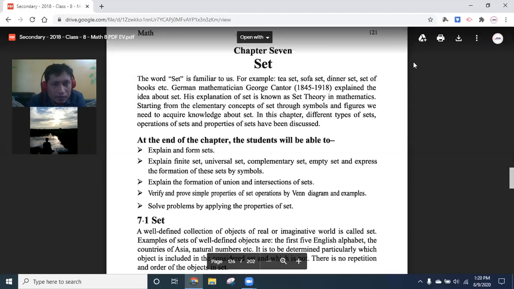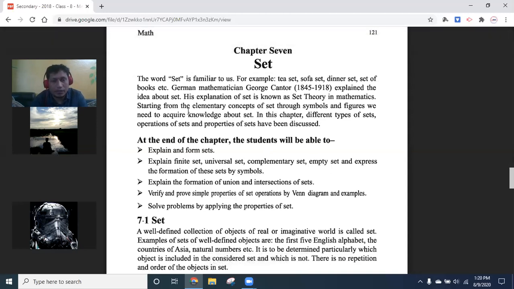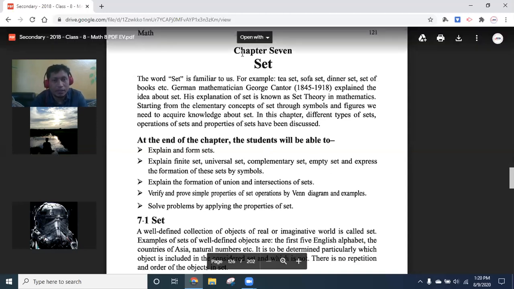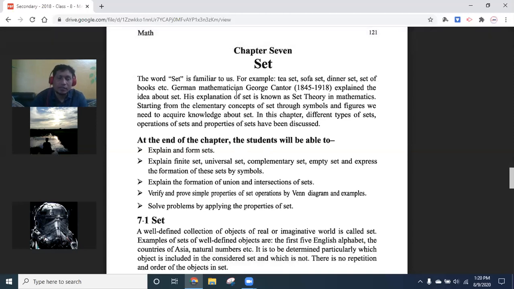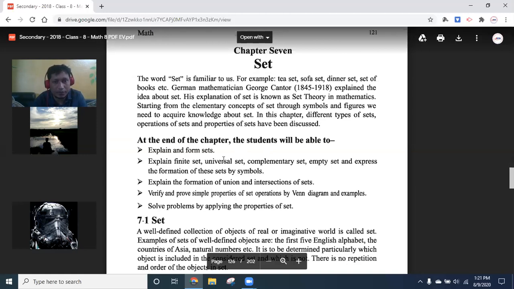We are starting set now. It's chapter 7 in your textbook. Inshallah, all of you will be highly benefited at the end of the class if we come and stay quiet. Within 10 minutes we will complete our class. Our class will be too short today. Just general instructions and introductory topics about set will be discussed now.